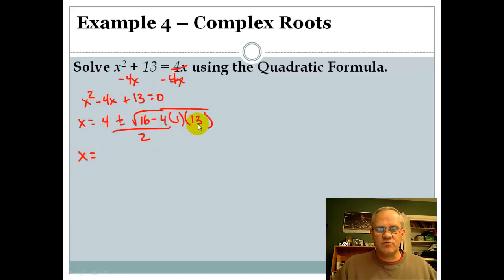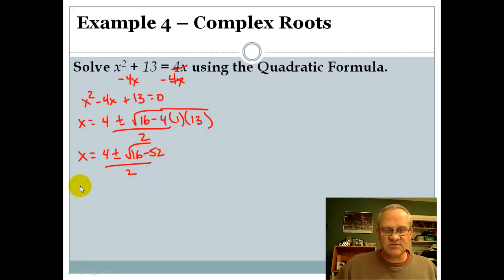All right. What do we got here? Negative 4 times 13, that's going to be a negative 52. So I have 4 plus or minus the square root of 16 minus 52. 16 minus 52 is a negative 36. So I've got x equals 4 plus or minus the square root of negative 36 all over 2. Now 36 is a perfect square, but the negative causes us to have an i here.